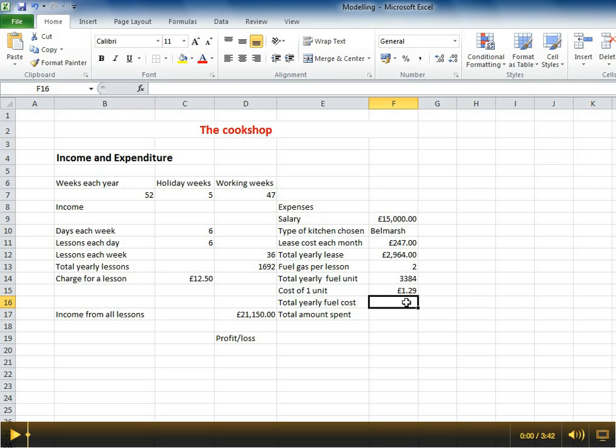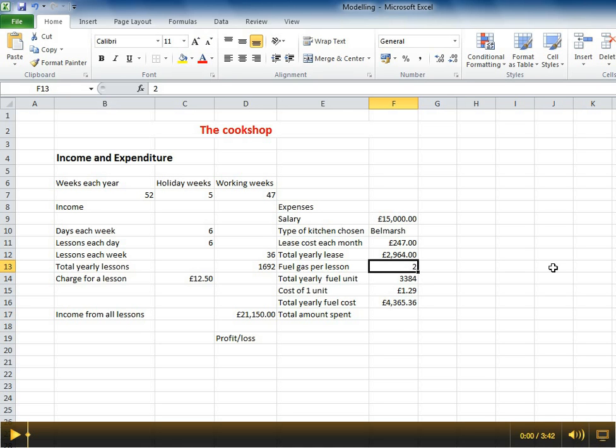So that is equals the cost of fuel per unit multiplied by the total yearly fuel units. So it's F15 multiplied by F14. If I press enter, we can see a total of £4,365.36 in fuel each year.